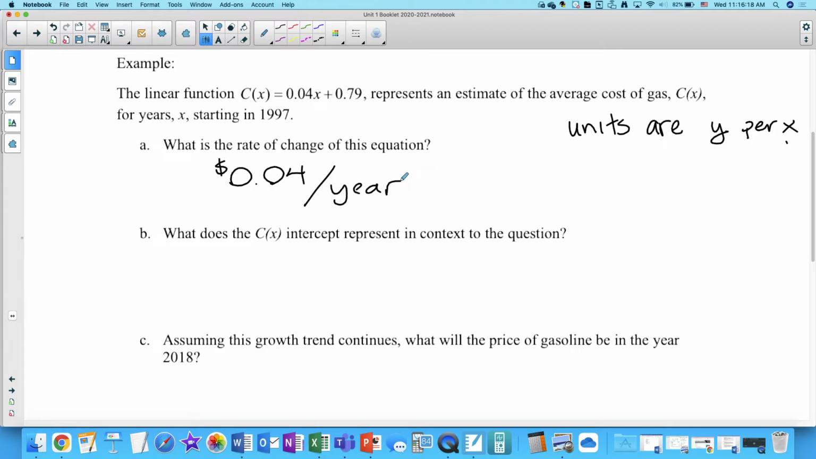Okay? But let's make this simple. Give me the numerical value of the c of x intercept. What's the number? c of x is in the y position of this equation. Think y equals mx plus b. Y-intercept. Where do you see that on the function? Yeah, 0.79. Okay, c of x intercept is 0.79.